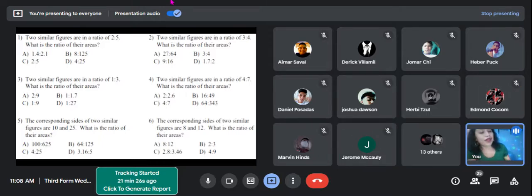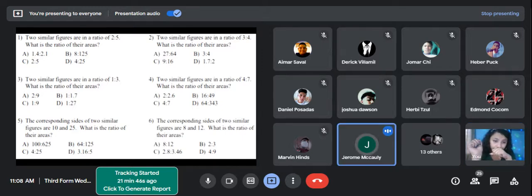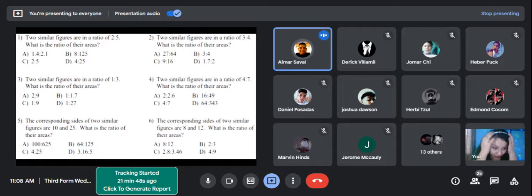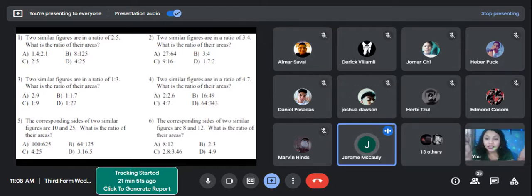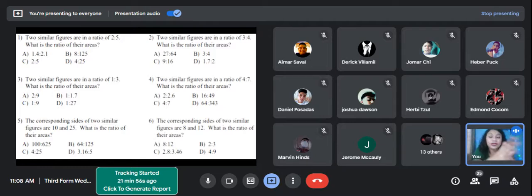Very good. Now, what am I asking you to do here? I am asking you to take the 2 and square it, so do 2 times 2, and take the 5 and square it, so 5 times 5. What is 2 times 2? 4. And 5 times 5? 25. So your answer is going to be 4 to 25, which is D. Everybody got that one? Yes.